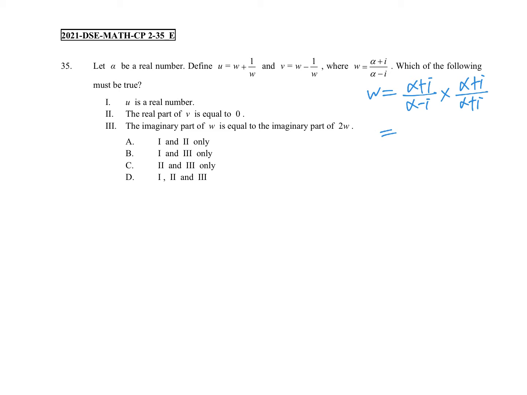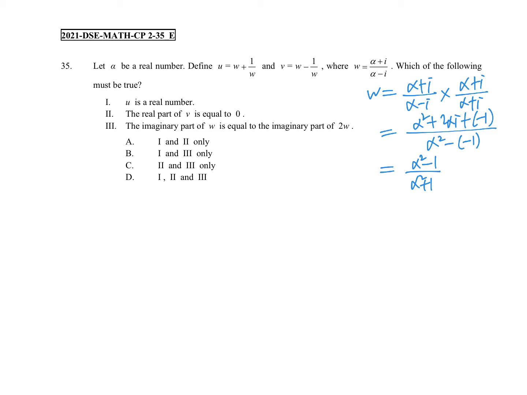For the denominator, that will be alpha squared minus i squared. So that's alpha squared minus -1, since we can replace i squared by -1 here. For the numerator, that will be alpha plus i times alpha plus i, a perfect square, so A squared plus 2AB plus B squared. I squared is -1, and then simplifying a little bit, that will be alpha squared minus 1 over alpha squared plus 1.